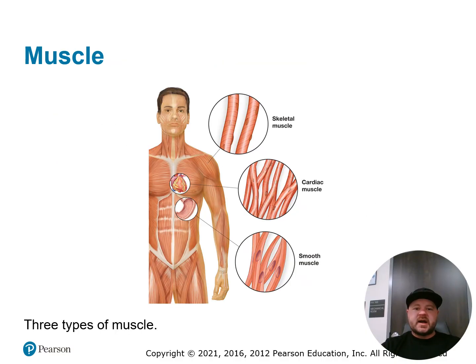So again, here are the three different kinds of muscle: our voluntary or skeletal muscle, our cardiac muscle, and then our smooth muscle or involuntary muscle.